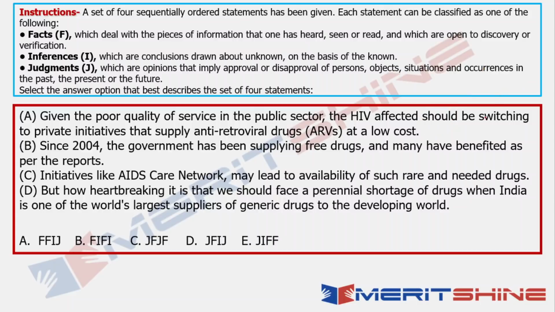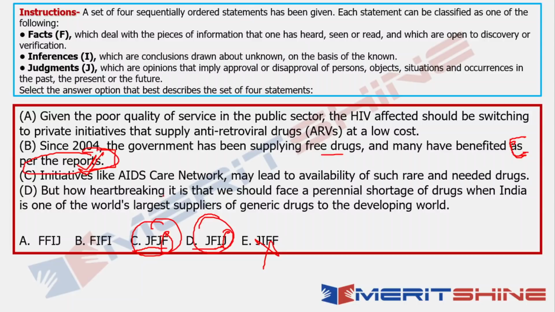Normally, not always. Then, since 2004, the government has been supplying free drugs and many have benefited as per the reports. If this had not been there, then it wouldn't have been a fact. But this is a fact because the author is quoting a report, according to that report. So this is surely a fact. So this is eliminated. From C, D and E, this is eliminated. Now I have C and D, so I check either the third one or the fourth one, because both are different. Identifying between fact and judgment is always easy, so let's do it, rather than identifying between judgment and inference.